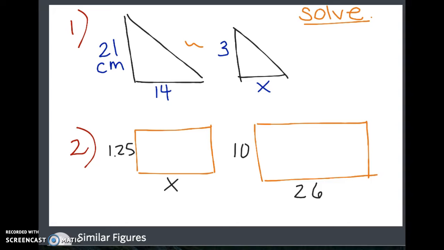Okay, so here's the 2 problems. Make sure you show your work on both of these. You need to solve for the missing side, and again, both of these shapes are similar to each other. So you know they're similar, so use what you know to find the missing side. Again, those are similar shapes.